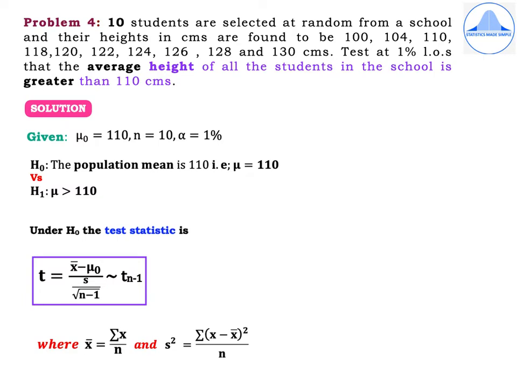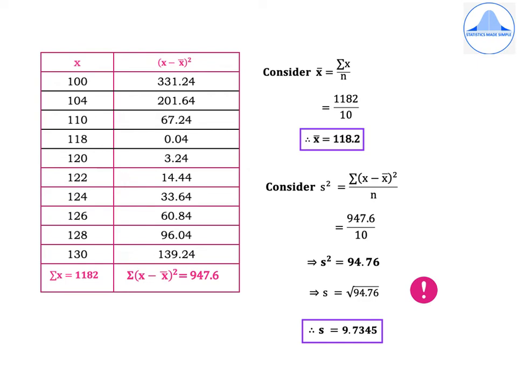Since the values of x bar and S are not given to us in the problem directly, we have to use the data which is given and then calculate x bar and S square. So x bar formula is summation x by n and S square is summation x minus x bar the whole square. Now form a table and write down the x values from the given problem. The values are 100, 104, 110, 118, 120, 122, 124, 126, 128 and 130. Next calculate summation x, which is equal to 1182.